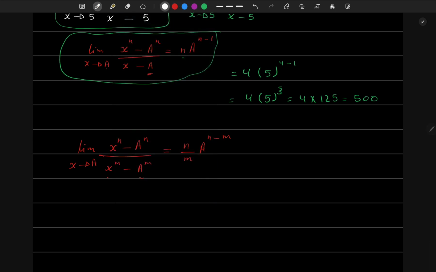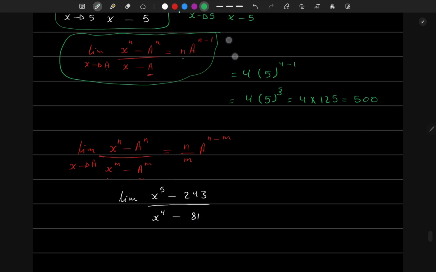An example, let's find the limit of x to the power of 5 minus 243 divided by x to the power of 4 minus 81 when x approaches 3. Now from the first look, it doesn't look like this, but those two numbers might be modified so it looks like this.